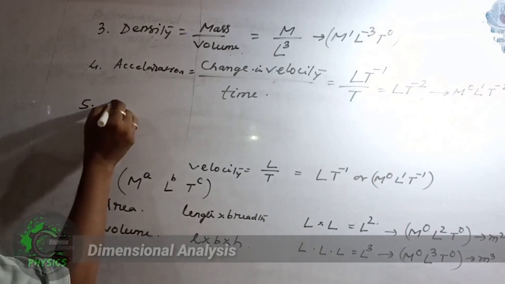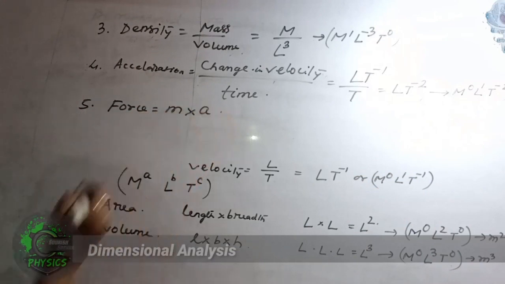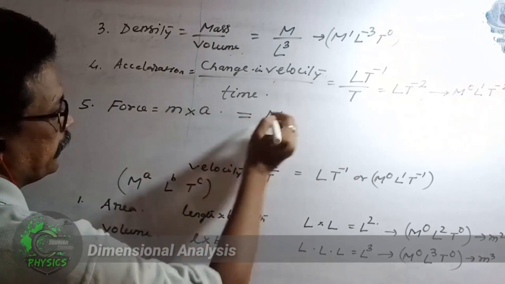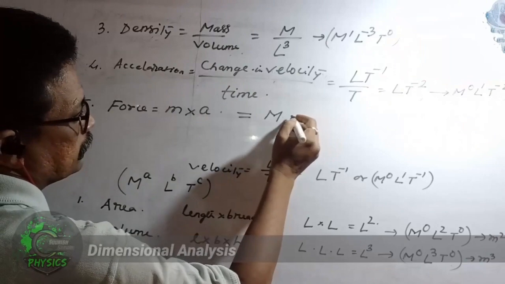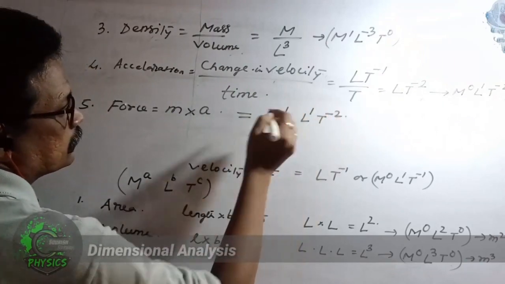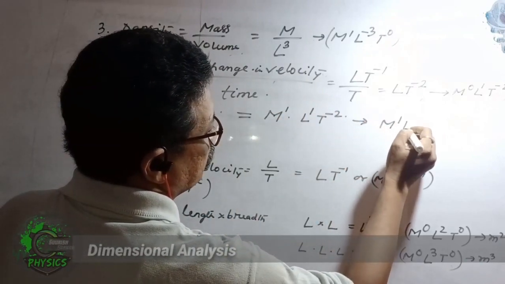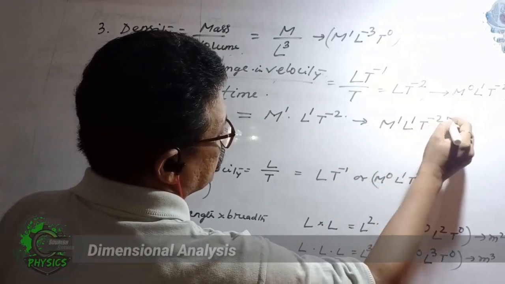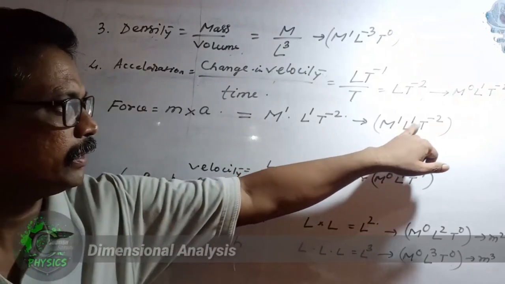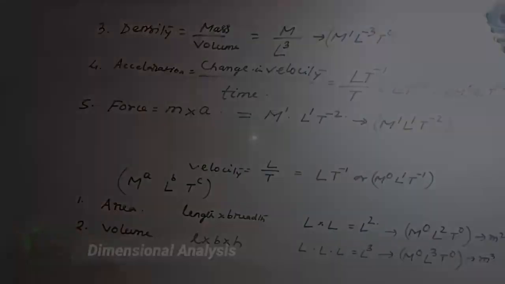Let us see force. Force, all of you know, force equal to mass into acceleration. So what is the dimensional formula for mass? It is M1. And just now you have seen for acceleration it is L1 T minus 2. So we can say for force the dimensional formula is M1 L1 T minus 2. So force has 1 dimension in mass, 1 dimension in length and minus 2 dimension in time.